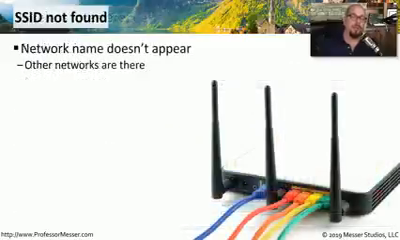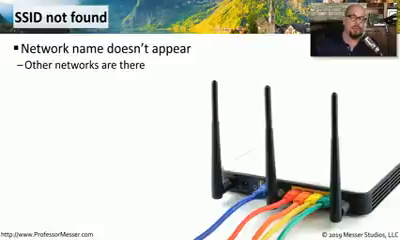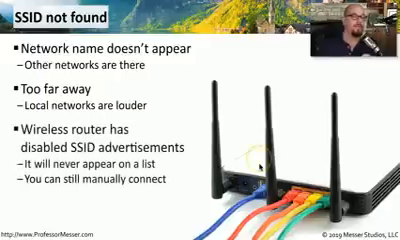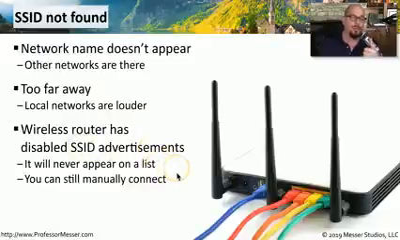If you bring up a list of all of the wireless networks in your area, you may find that your particular network is not appearing. There may be a couple of reasons why that might be happening. One of those reasons might be that your access point is too far away. You can see all of the local access points, but the signal from your access point is not making it to your workstation. Or you may have configured your access point to intentionally not show itself in this list of access points. This is called disabling of SSID advertisements. And if you've disabled those advertisements, they will never appear in that list of available networks.